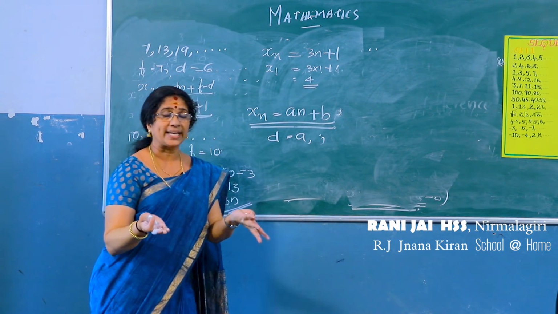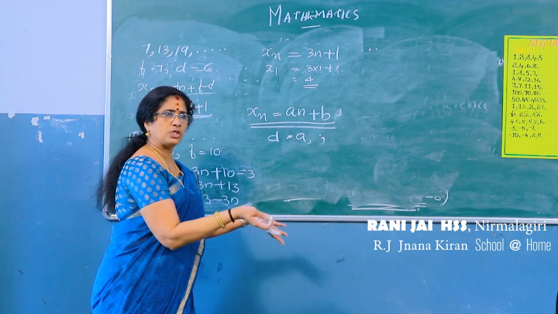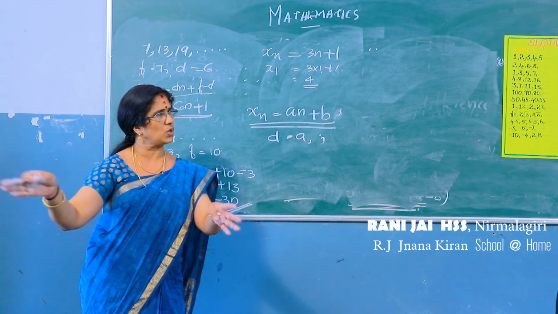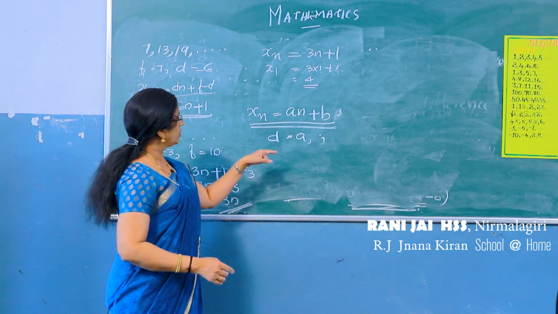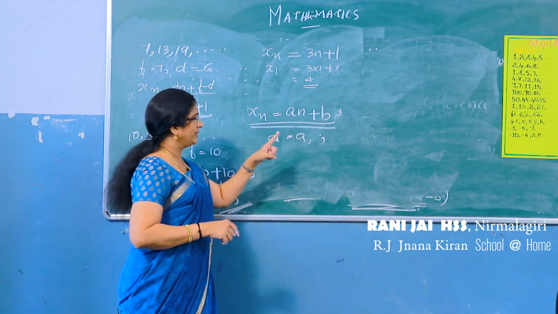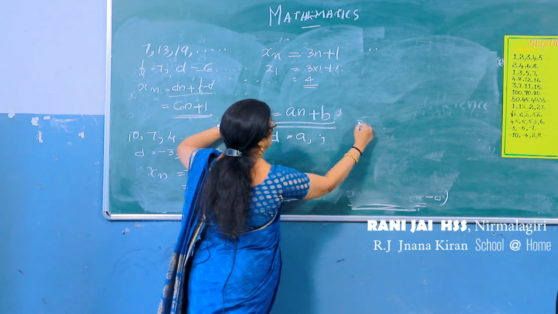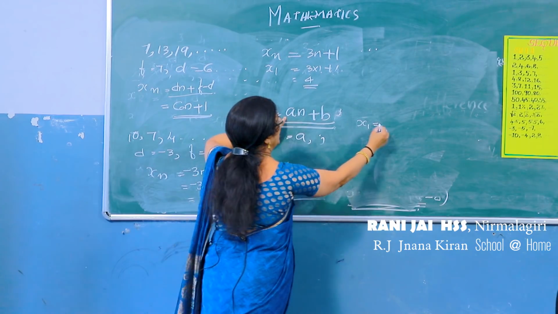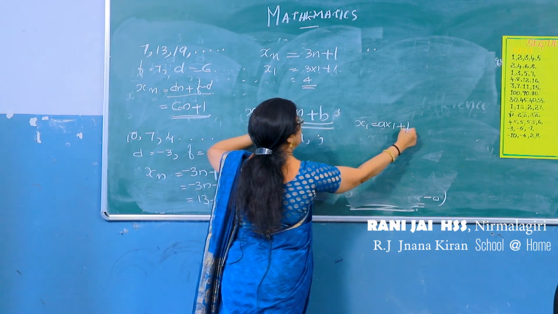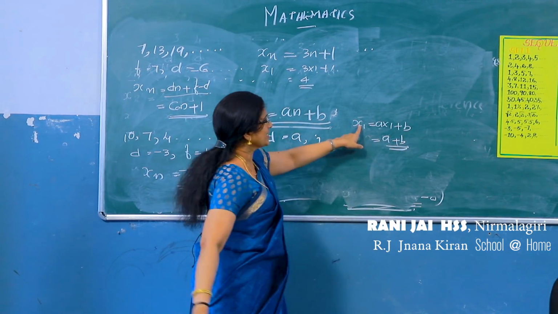How to get the second term? In place of n, you give the value 2. How to find the third term? In place of n, you give the value 3 and so on. So here also, to find the first term, it is enough to substitute 1 in place of n. Now, let us see what we get. x1 is equal to a into 1 plus b, that is equal to a plus b. So, we got the first term is equal to a plus b.